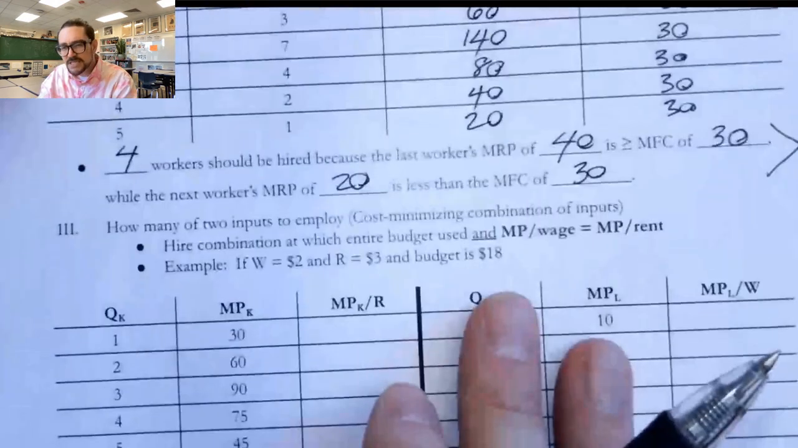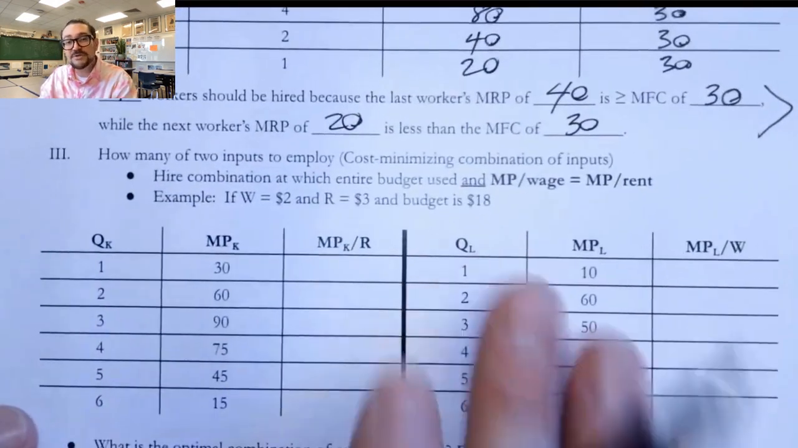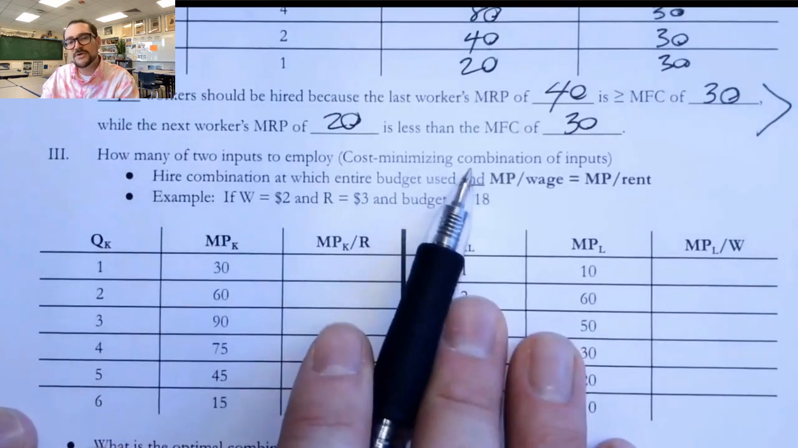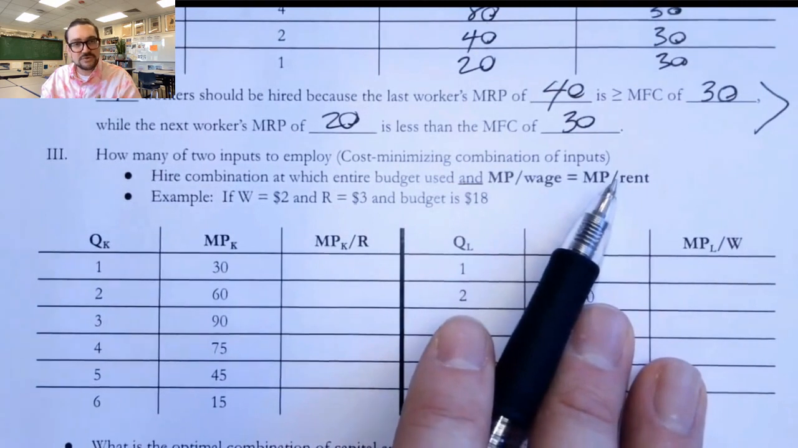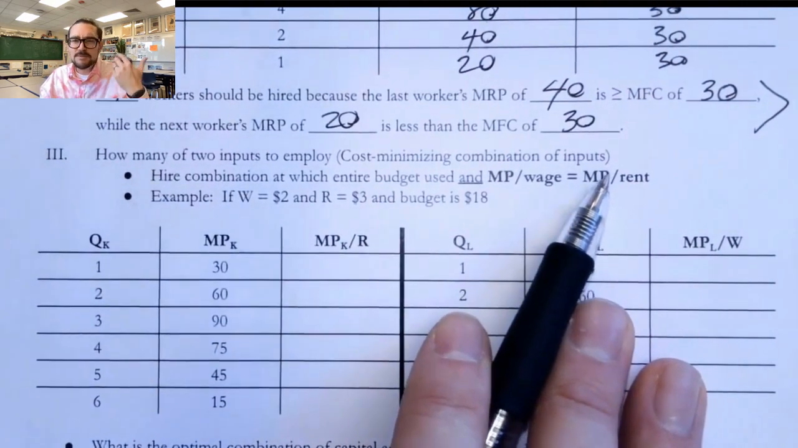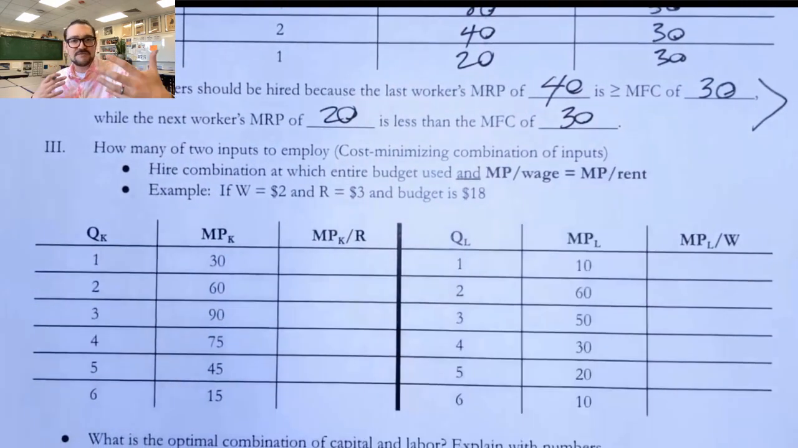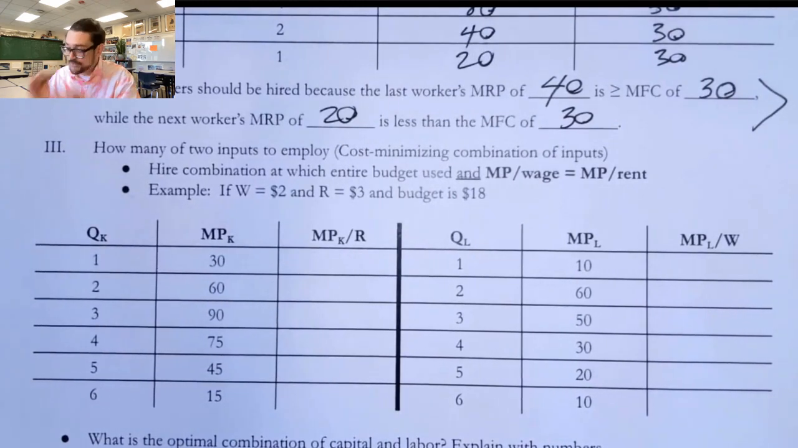Now let's take a look at a slightly different version of this problem: how many of 2 different inputs to employ. This is called the cost minimizing combination of inputs, and it's very similar to the idea of utility maximization, of how many pieces of fudge and cups of coffee should I consume? Or I have this amount of money in my budget, how many apples and how many oranges should I consume? If you remember that style of problem, it's almost exactly the same idea, just from the perspective of a firm that's hiring workers and machines.